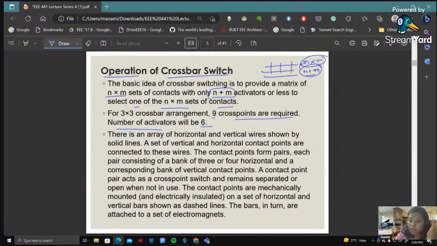There is an array of horizontal and vertical wires shown by solid lines. A set of vertical and horizontal contact points are connected to these wires. So these are the contact points, right? The contact points form pairs, each pair consisting of a bank of horizontal and a bank of vertical contact points. A contact point pair acts as a cross point switch and remains separated, open, when not in use.